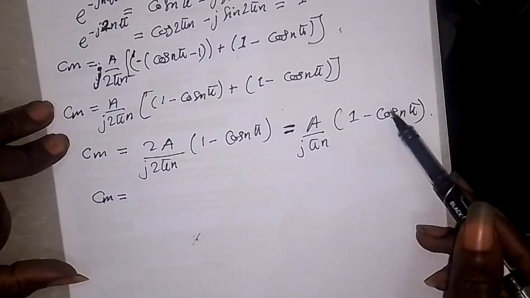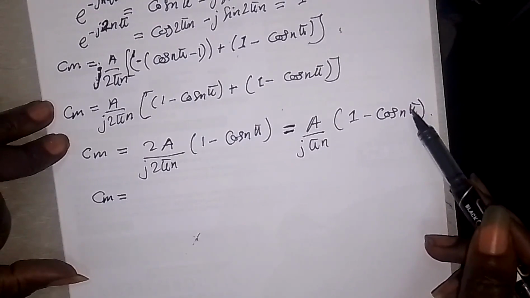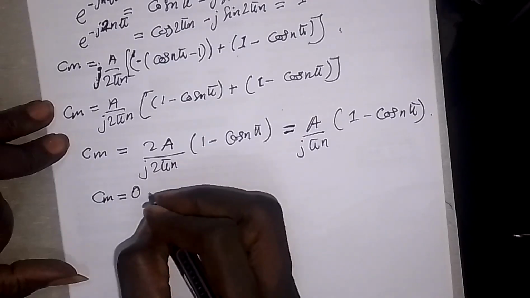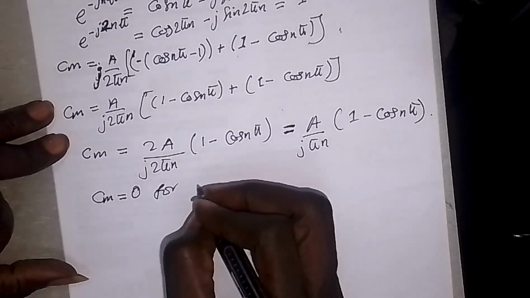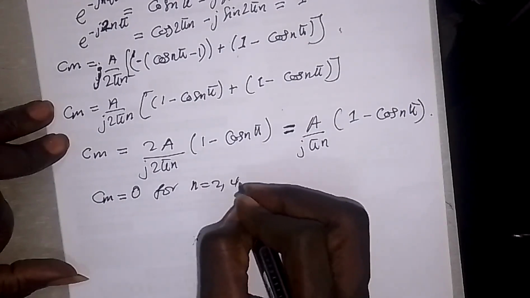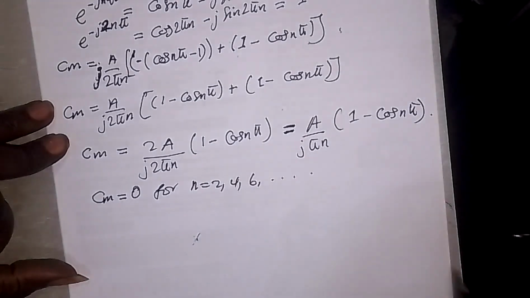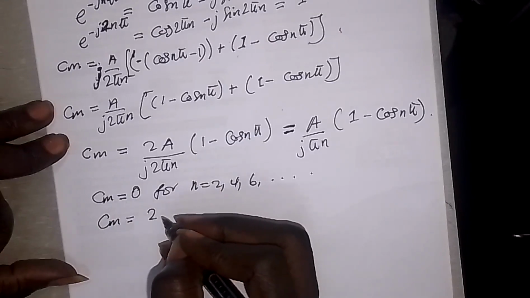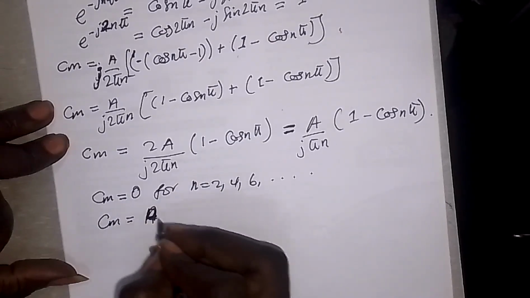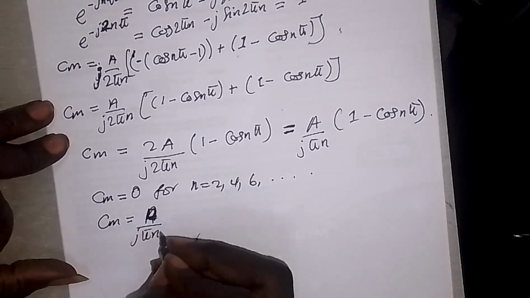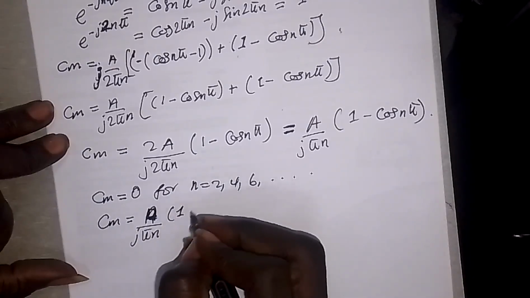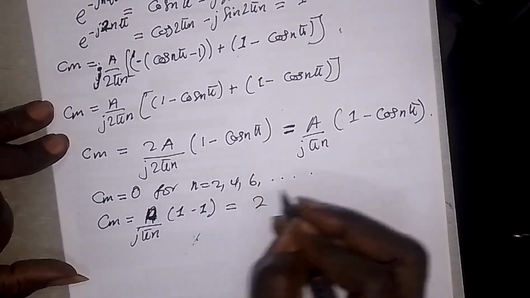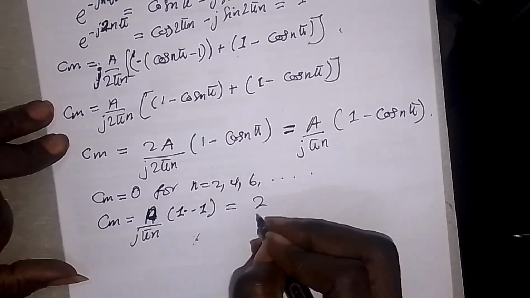If n is 4, cos 4 pi is positive 1. 1 minus 1, the whole thing will go to 0. So you see that Cm equals 0 for even numbers, for n equals 2, 4, 6, and on and on. But I could see that Cm is equal to a on j pi n into 1 minus minus 1, which is equal to 1 plus 1, which is equal to 2.